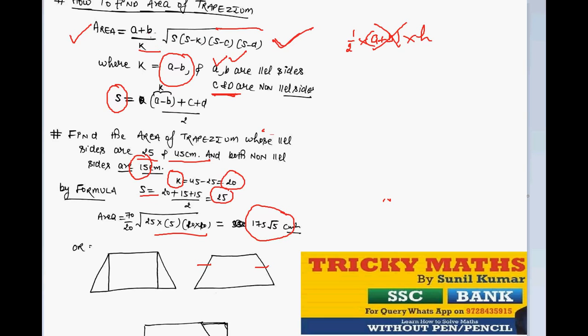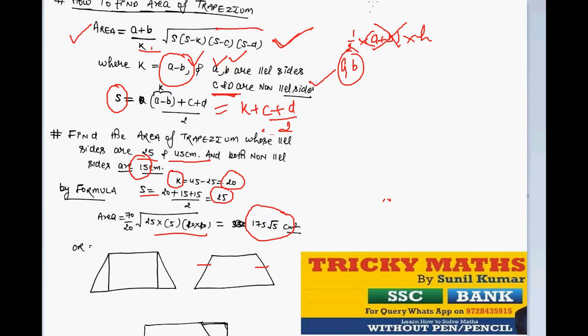The area of the trapezium is (a plus b) upon k, times the square root of s(s minus k)(s minus c)(s minus d). What is k? K is a minus b, where a and b are the parallel sides and c and d are the non-parallel sides. What is s? s is (a minus b plus c plus d) by 2, or we can say (k plus c plus d) divided by 2, because k is a minus b.